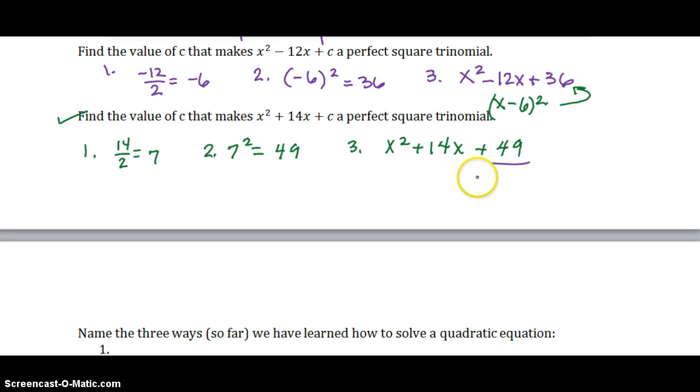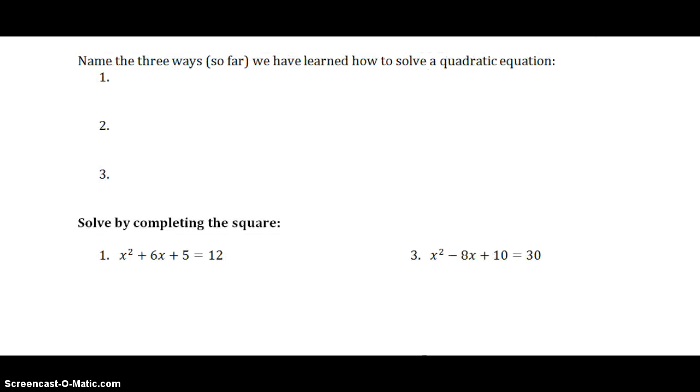And now that we know it's 49, let's make sure, could we factor this? X plus 7 squared. It is a perfect square trinomial. Isn't that amazing? It's like a little magic trick. Okay, flip the page, pause just a second, make sure you could list what are the 3 ways we now know to solve quadratic equations. I've already stated that once in this video.